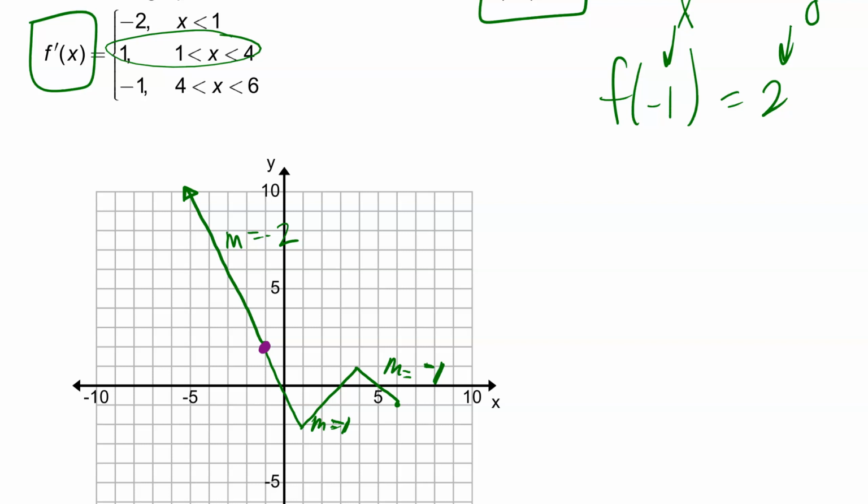Okay, what do you do with that? Well, I made a slope of negative 2 right there. And then until 1, I made the slope negative 2. And then when I hit 1, I made the slope 1. Then when I hit 4, I make the slope negative 1.